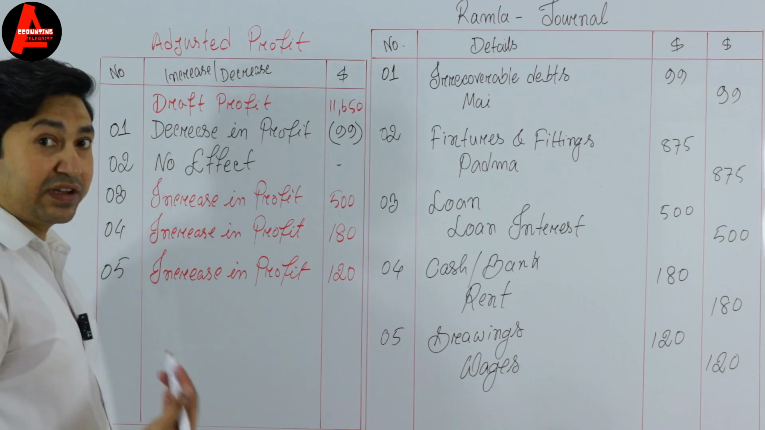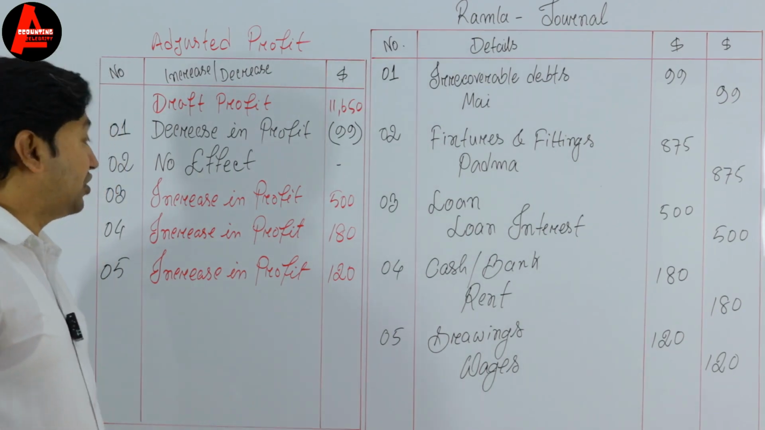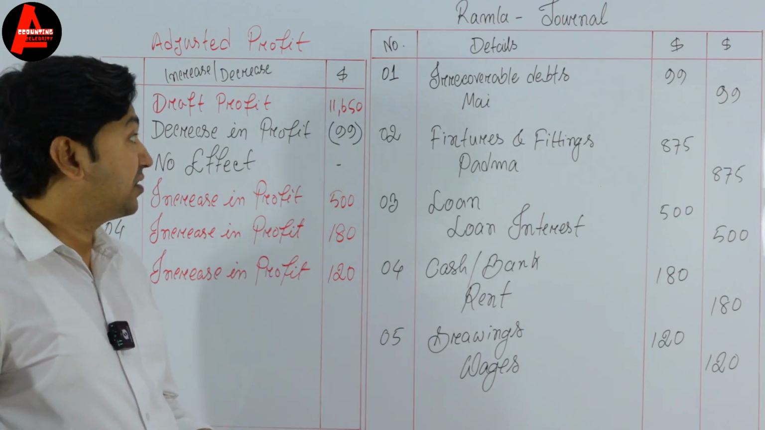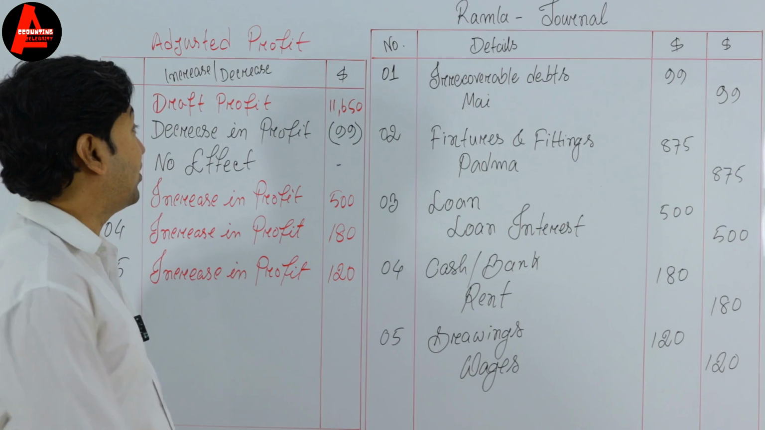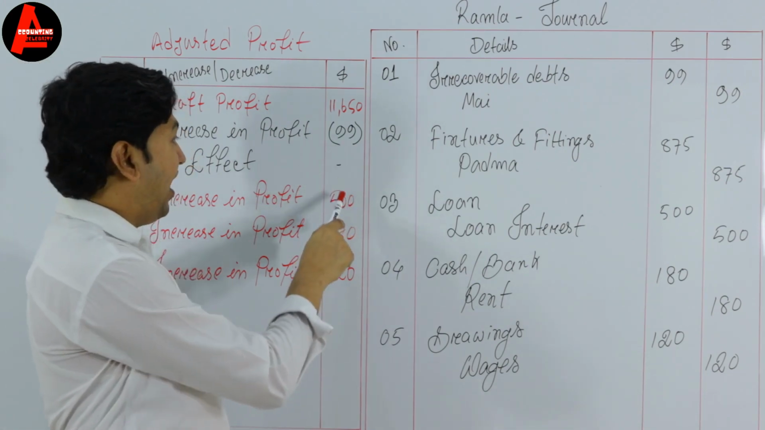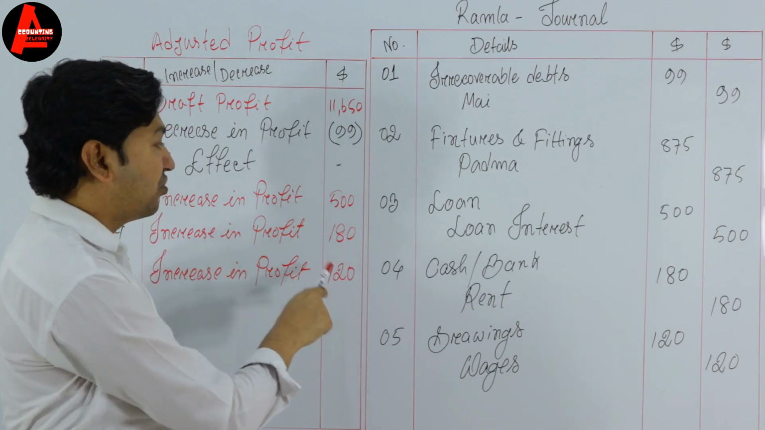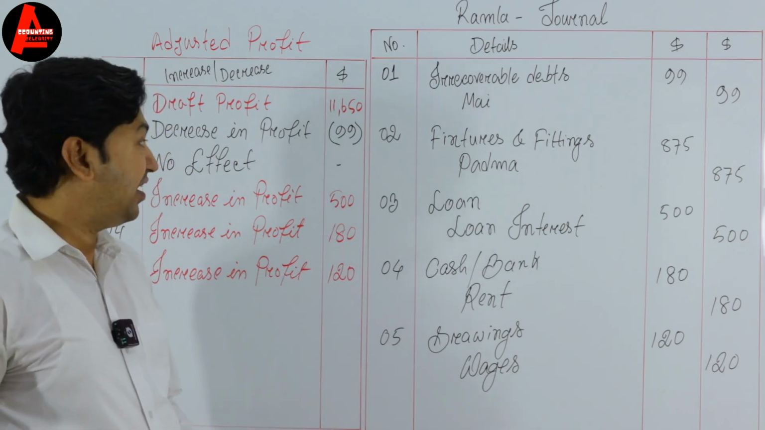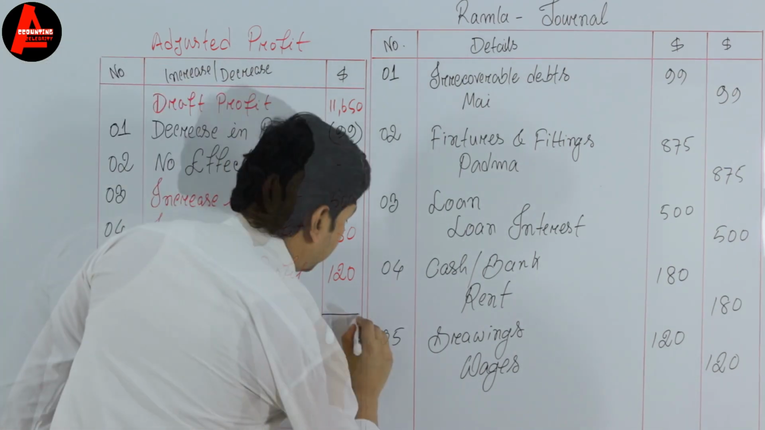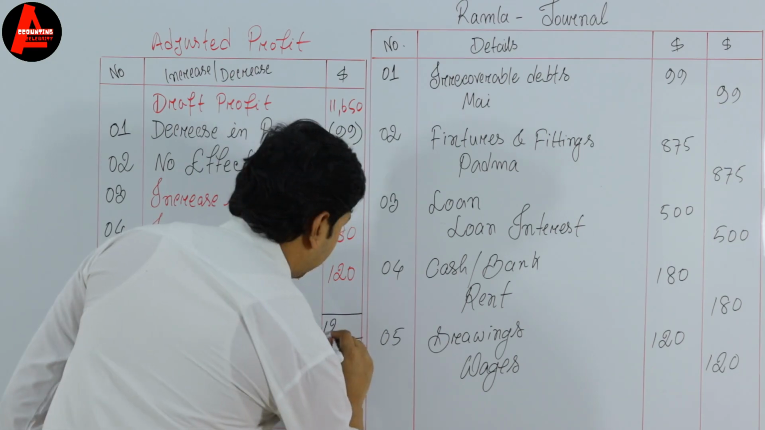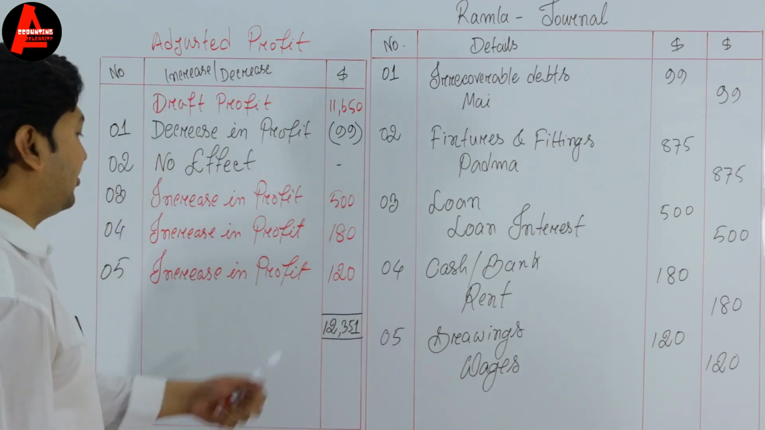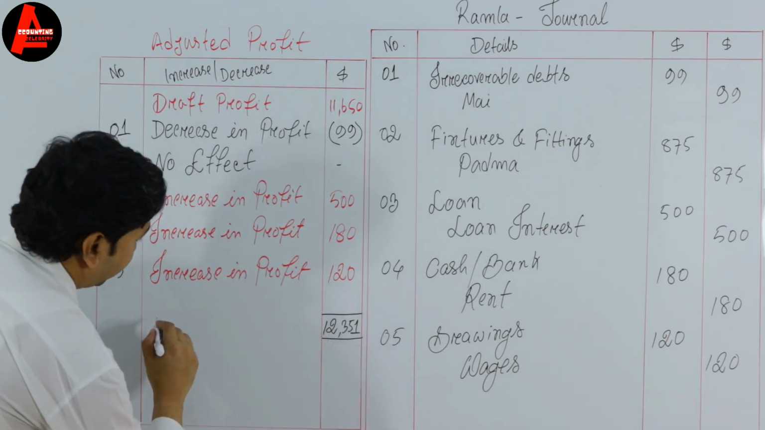Now we will calculate our adjusted profit. Draft profit was $11,650. From this amount we will subtract $99, which will reduce the profit, and we add all 3 amounts. After the calculation we get $12,351. So this is the adjusted profit.